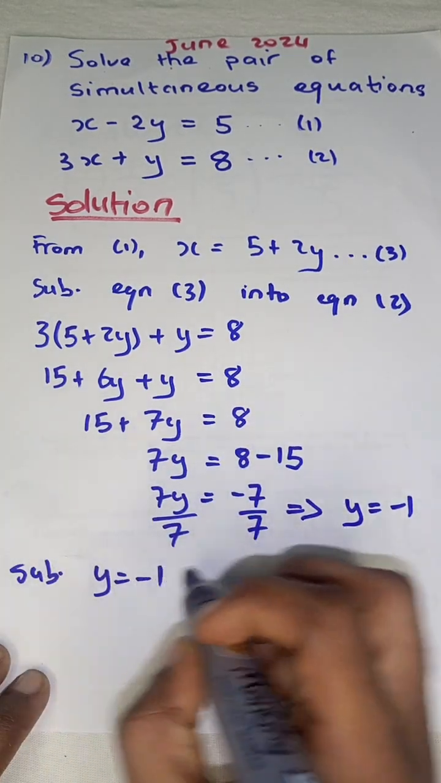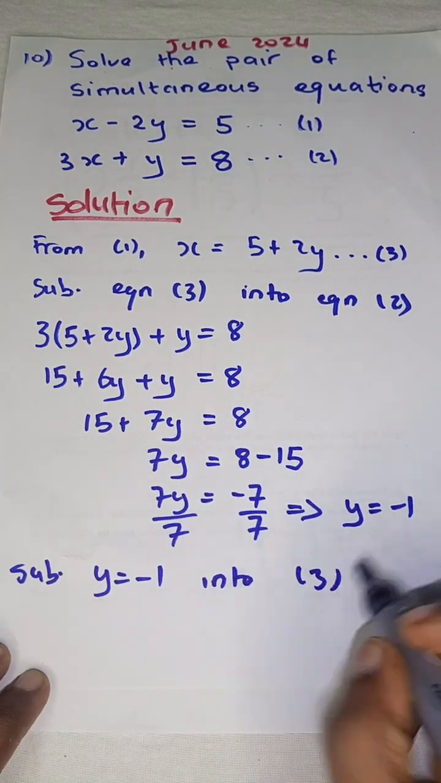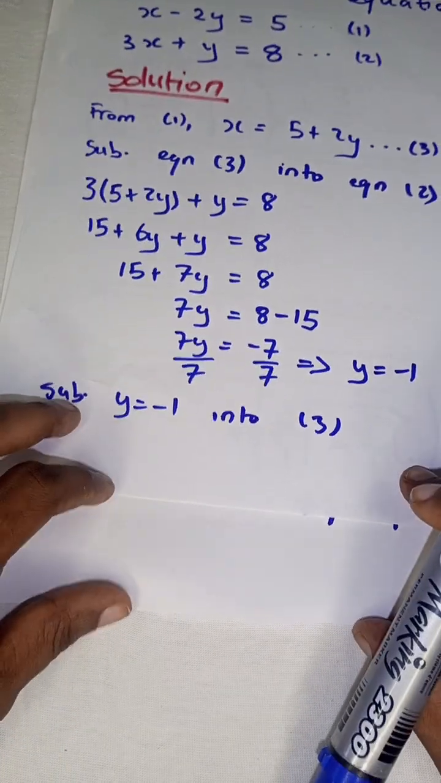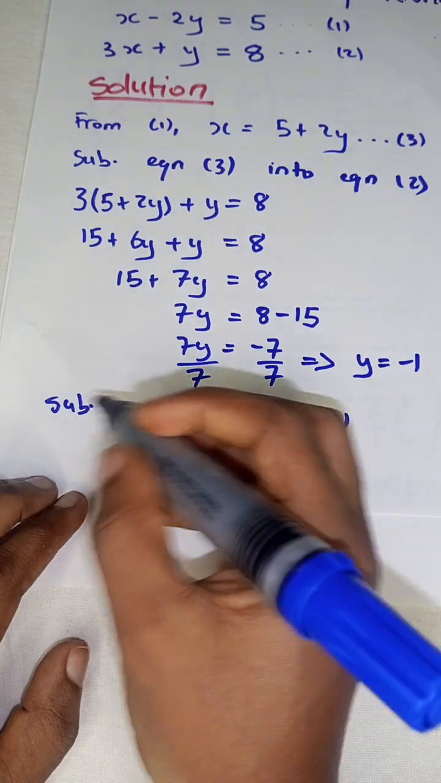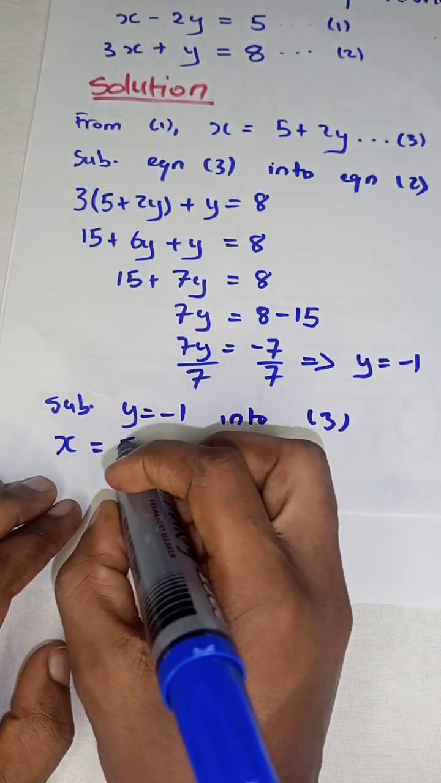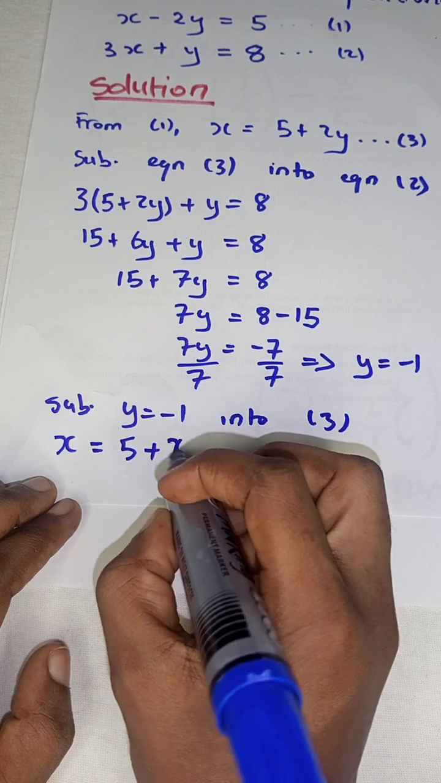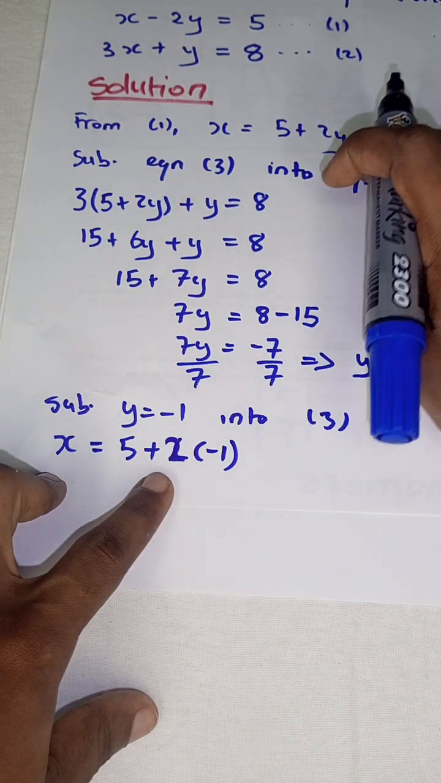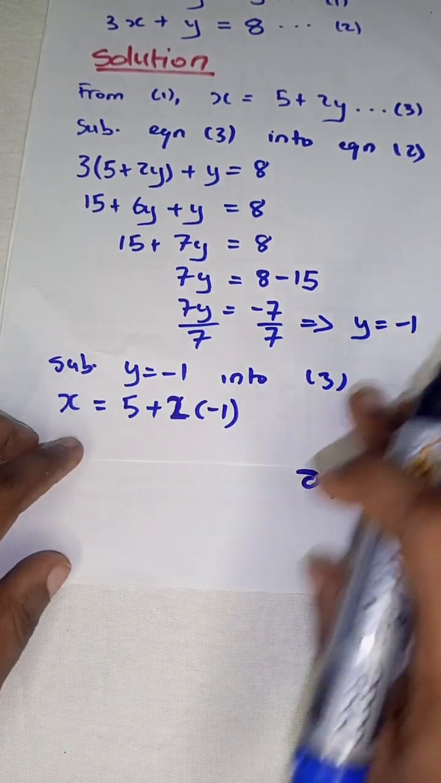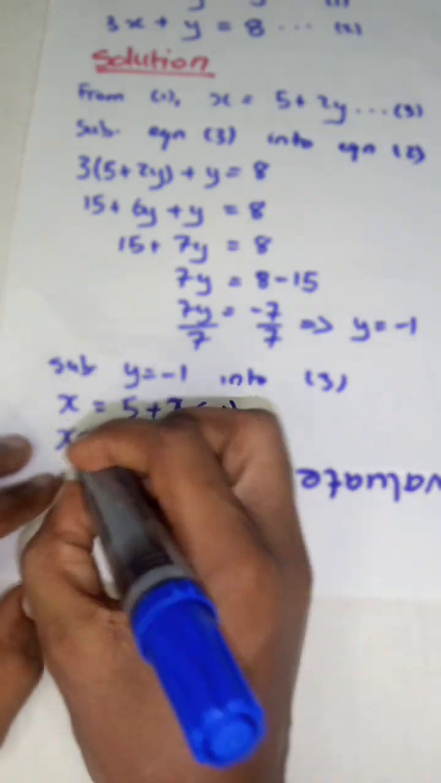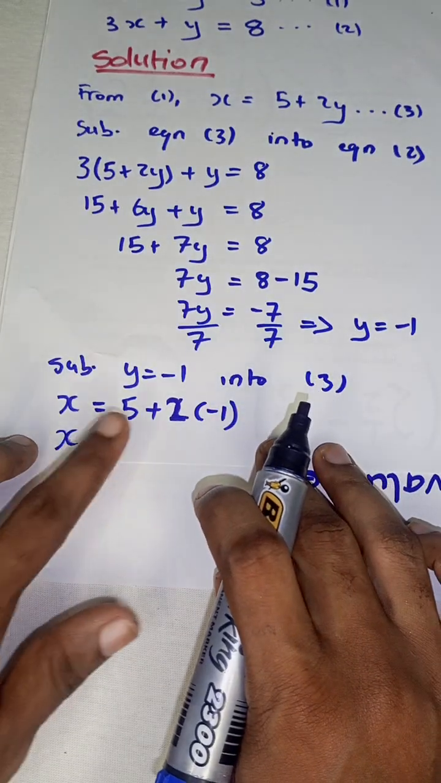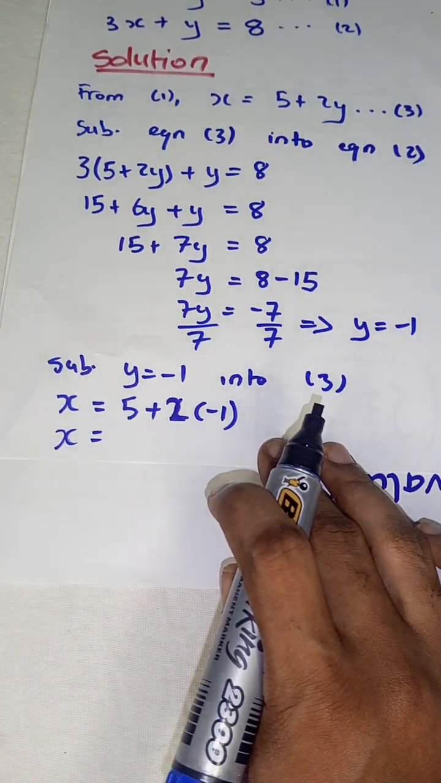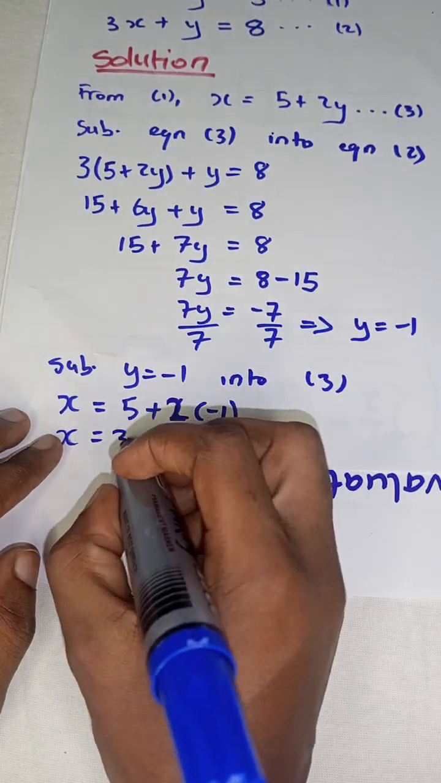Substituting y equal negative 1 into equation 3, we're going to have x being equal to 5 plus 2 into negative 1. This value of y which we obtained, we substitute it into equation 3 here, and then we simplify to get the value of x. That will imply that x is equal to 2 times negative 1, that's negative 2, and then 5 plus negative 2 is 5 minus 2, and that gives us 3.